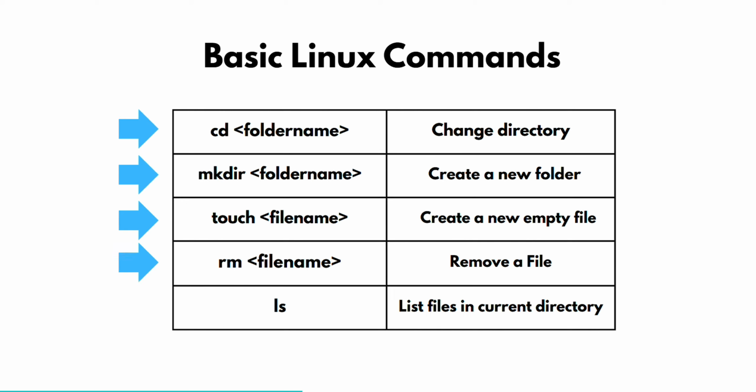Then we have the rm command with the name of the file. When this command is executed, it removes the file. If you want to remove a file, you just need to add the rm command and the name of the file. Lastly, we have the ls command. The ls command gives you the list of files inside that particular folder. And a directory, you can imagine, is like a folder.